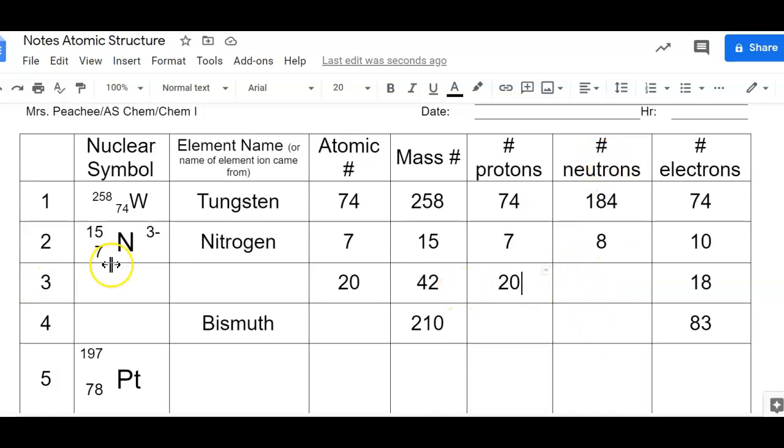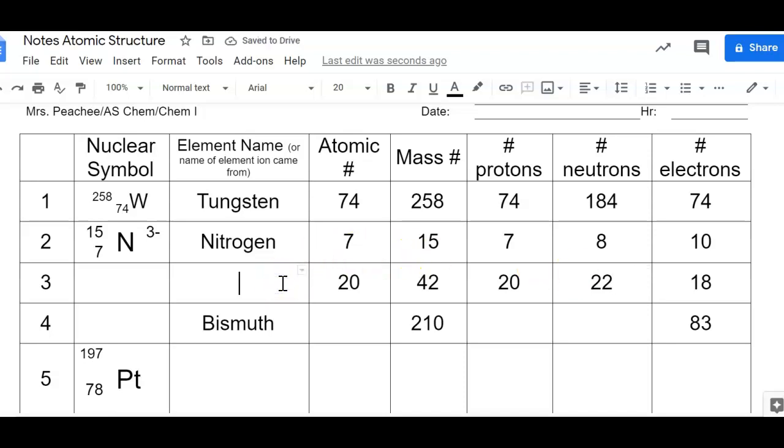To get neutrons, I don't have the symbol, so I got to do some subtracting. I got to take mass minus protons. That's how you get neutrons. That's what you're doing here. You're taking mass minus atomic number, which is the same thing as taking mass minus protons. So 42 minus 20 is 22. So I have 22 neutrons.